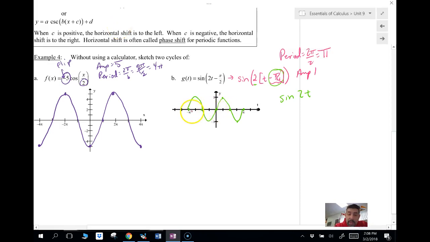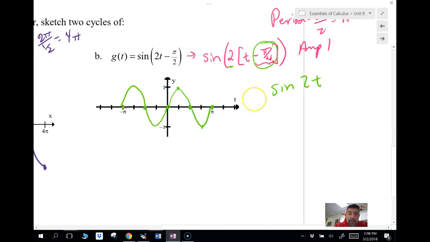Notice this is in pi here, so let me zoom in. This is pi, so each of these units is pi over 4. So all I'm going to do is take all my major points, and I'm going to shift them over to the, oops, not left. I'm going to shift them over to the right. Everything's shifting over to the right.